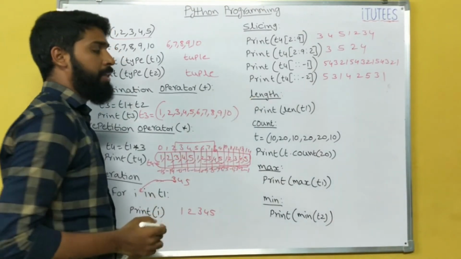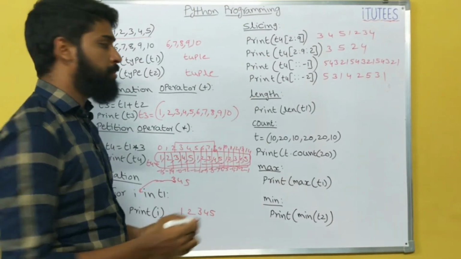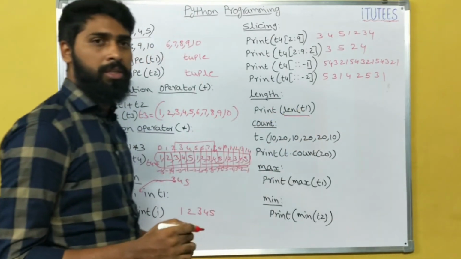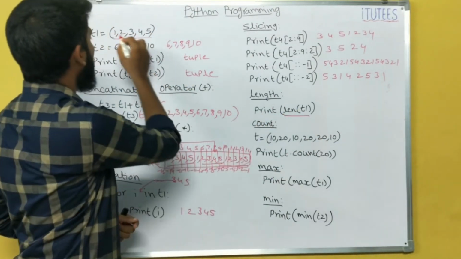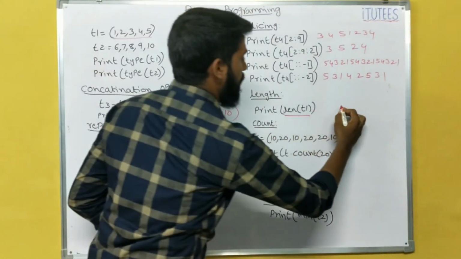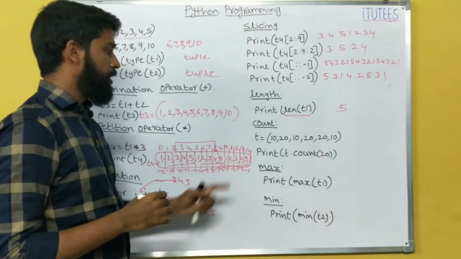So now, length. How can we find the length of a tuple? By using the length function. So now it returns the length of the T1. What's the length of the T1? 1, 2, 3, 4, 5. It prints 5.